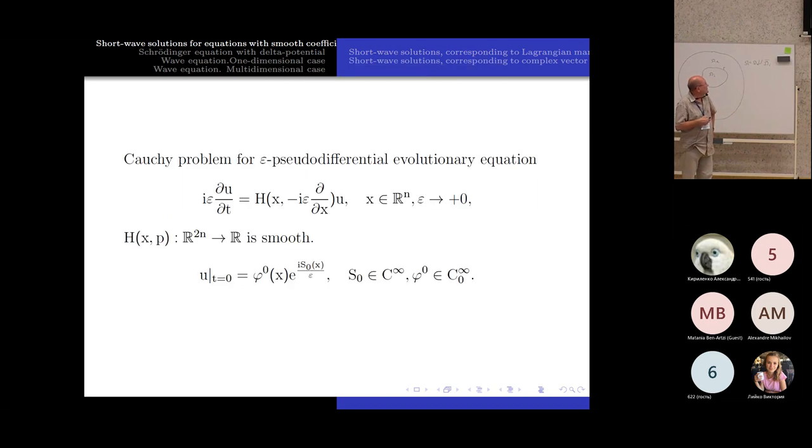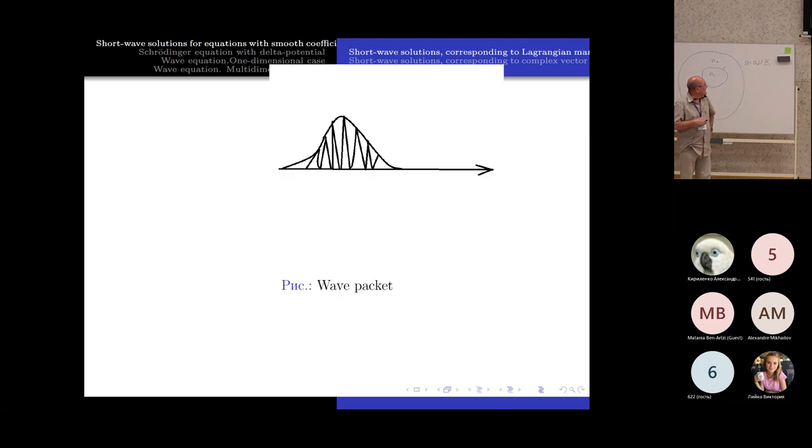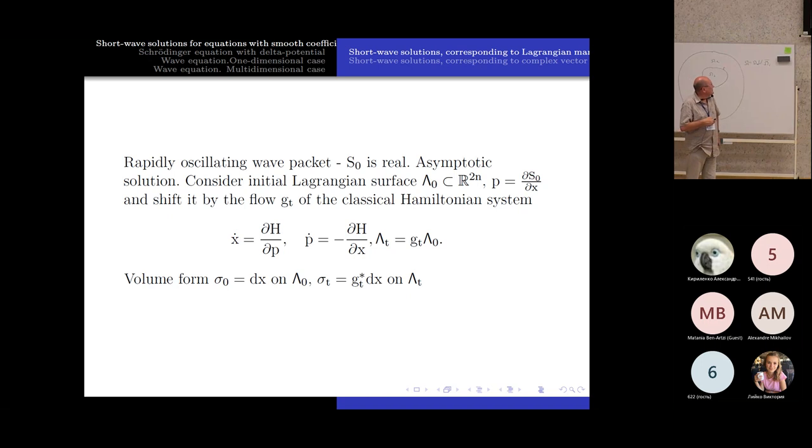So we have to consider the symbol of this operator, H, consider the Hamiltonian system, and we have to shift this initial Lagrangian surface with respect to the phase flow of the system. Then we have to define some volume form on this shifted surface. In order to do this, we have to consider the simplest possible volume form on the initial surface, which is simply dx, and then again shift it along the trajectory. Now we have a pair: the Lagrangian surface and the volume form on it.